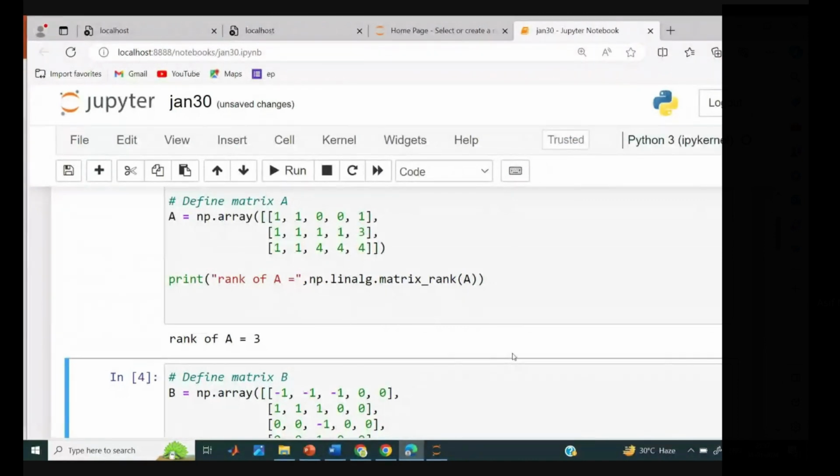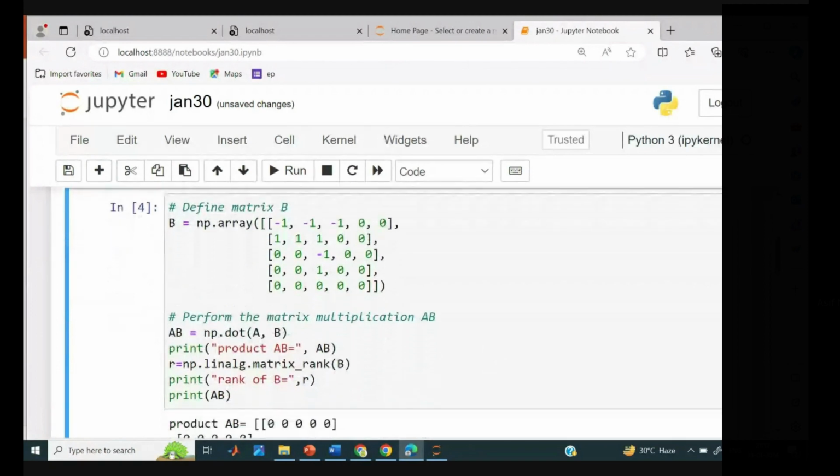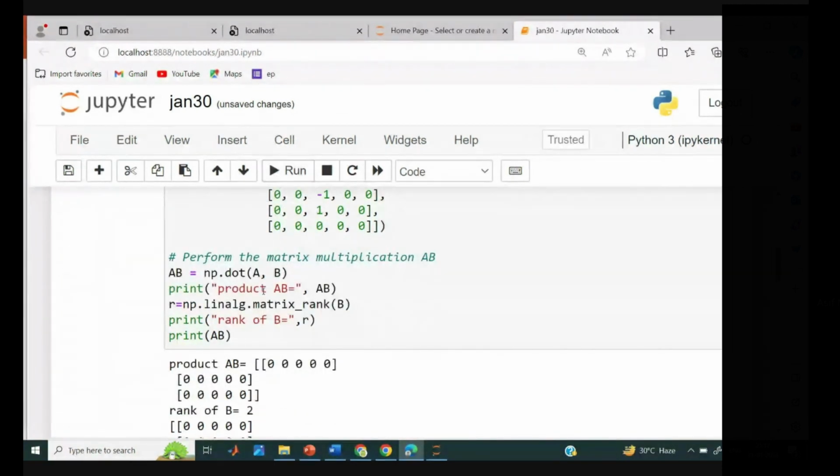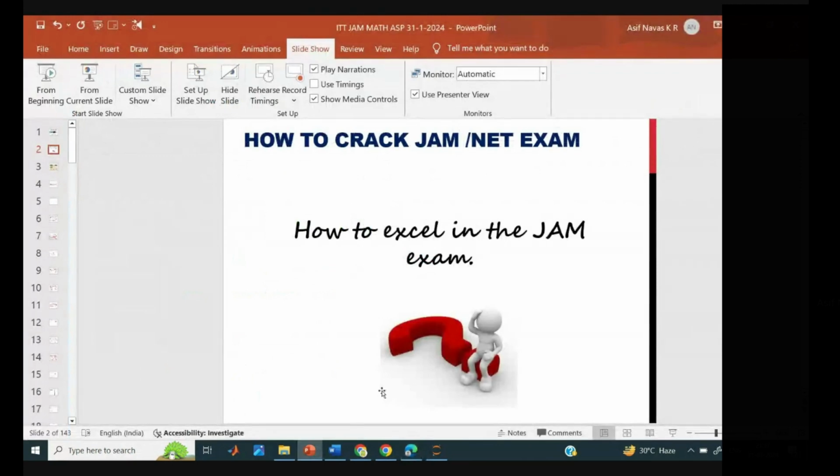Okay, so now another matrix B. So this is a B matrix. I find out this B matrix. Then I'm finding the product AB equal to np.dot(A, B). If you find the product AB, it is 0, 0, 0. That means A into B, this matrix is 0. And rank of B I got as 2. So this is an example for such a matrix.